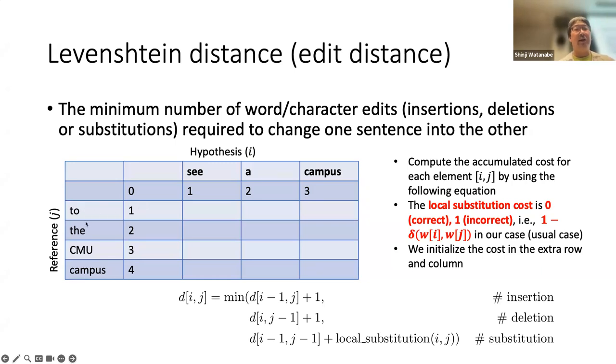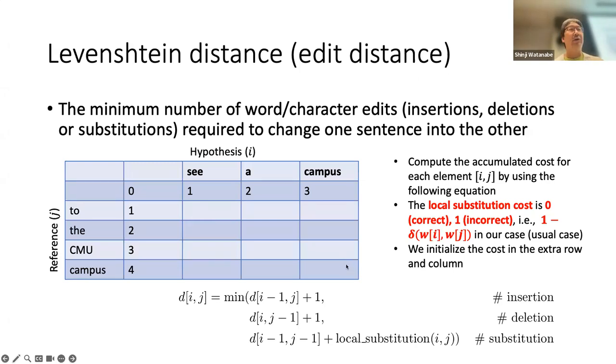For example, the reference has these four words, but the system doesn't output anything. So this is one missing word, two missing words, three missing words, four missing words. Each element corresponds to what kind of error occurs. This part of the additional extra line is easy. We are just accumulating the error, right? And these correspond to the insertion error and the deletion error. But this is not entirely true, because the hypothesis goes from here and the reference is also here. We actually want to find the error count in the last part, this right corner.